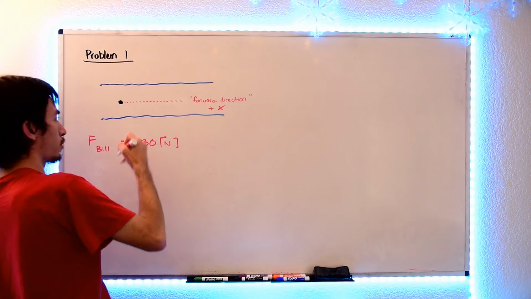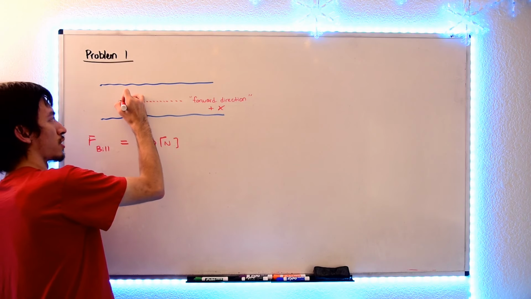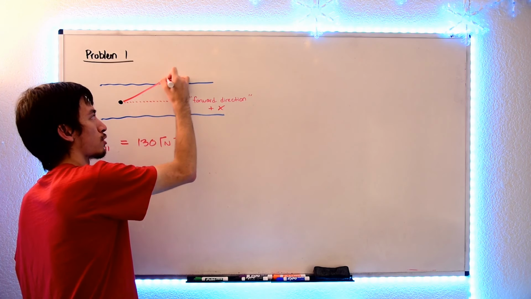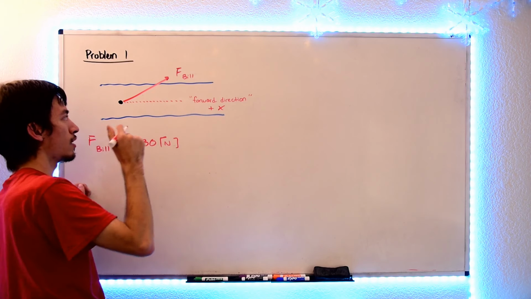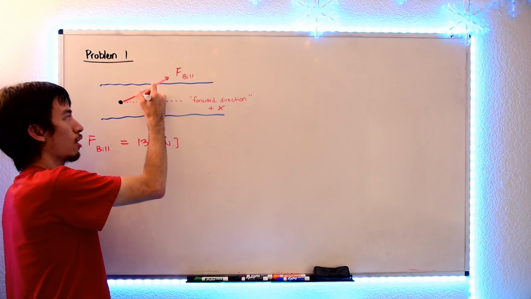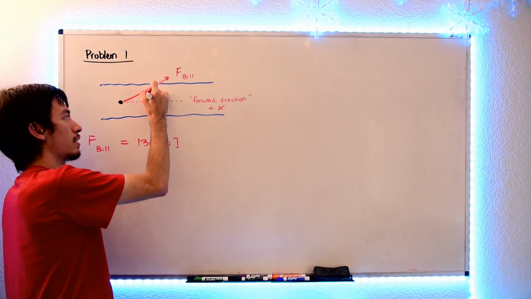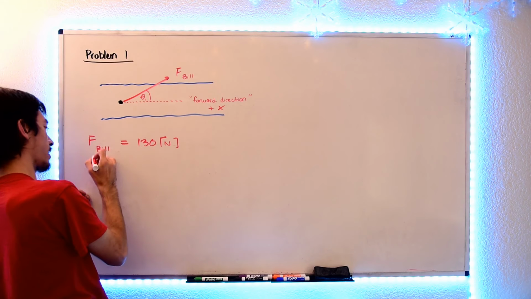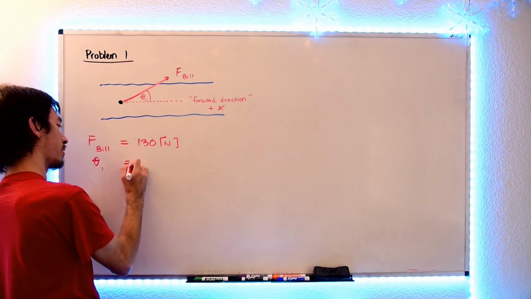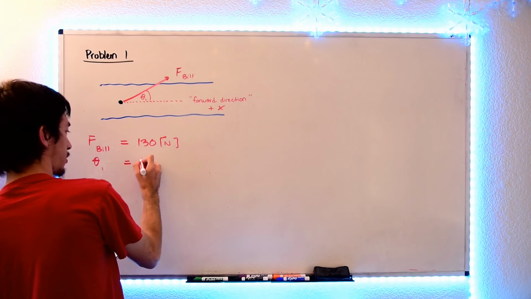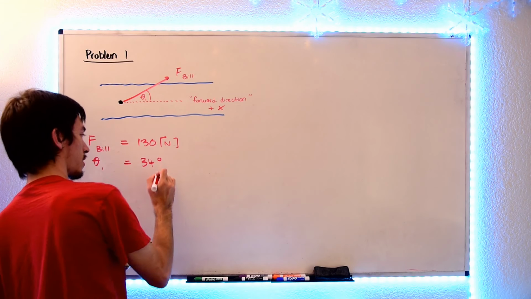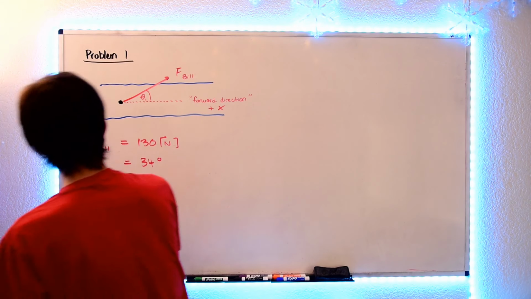And then my force will be going in a direction which is off the axis. Let's say this direction, call that force Bill. And then there's an angle in here. Let's call this angle theta 1 for the time being, and let's say that theta 1 is an angle given. That angle is 34 degrees. So that's the information for Bill.